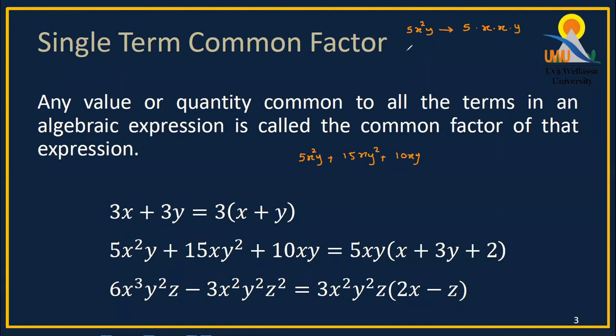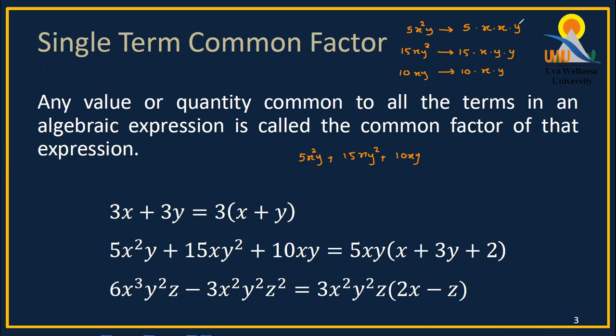The next term is 15xy squared. Here we can say it is 15 multiplied with x, multiplied with y, multiplied with y. Then here we are having 10 times xy. Then we can say this as 10 multiplied with x multiplied with y.